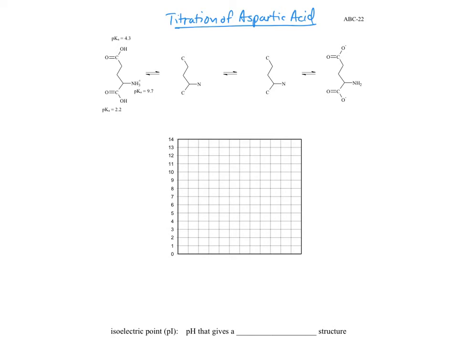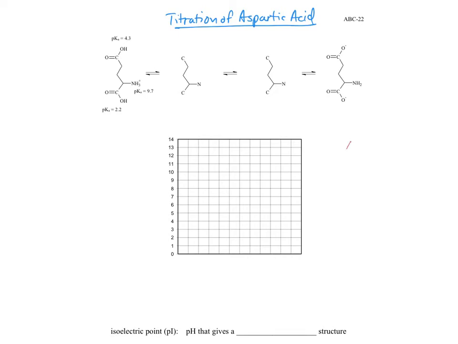I'm going to start off over here with the structure of aspartic acid. It's fully protonated. That's how we always do titrations. We start with it fully protonated. You assign the pKa's, which I've given you here. We draw out the structures, and you then go ahead and titrate it. So let's go ahead and do this.